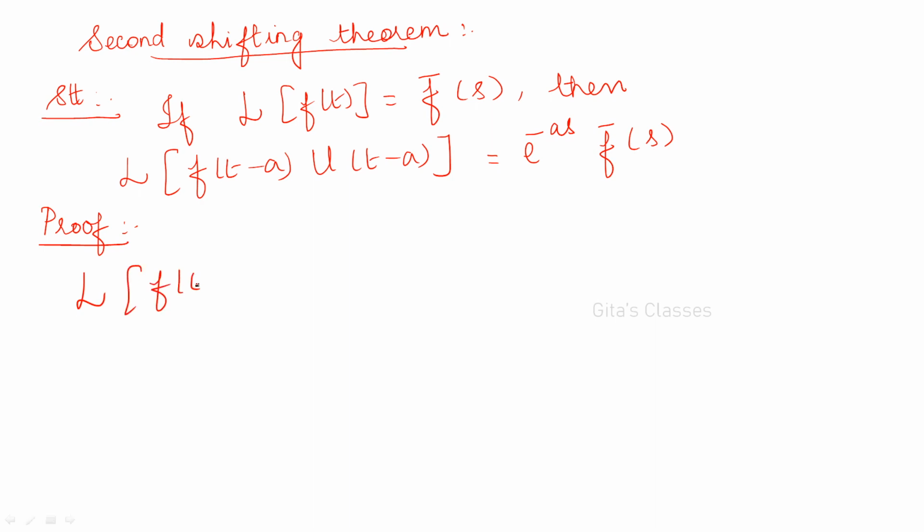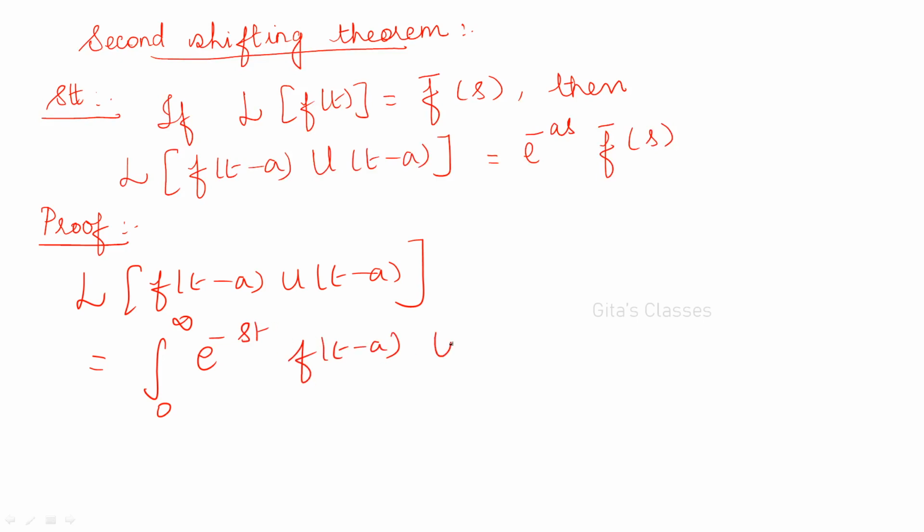L of f of t minus a into u of t minus a is equal to, by definition, integral 0 to infinity e power minus st f of t minus a into u of t minus a into dt, right? What is the function f of t minus a into u of t minus a? It is equal to 0 if t is less than a, and f of t minus a if t is greater than or equal to a, right?